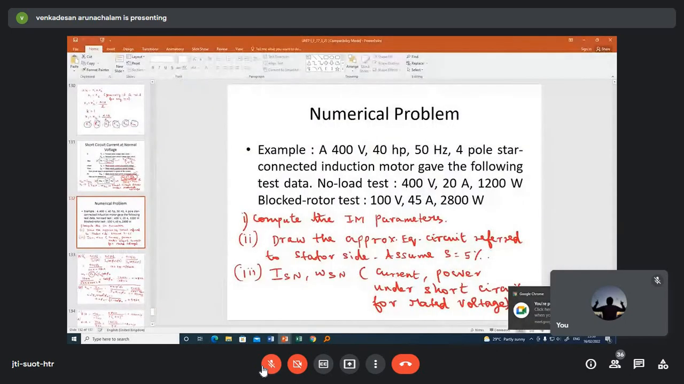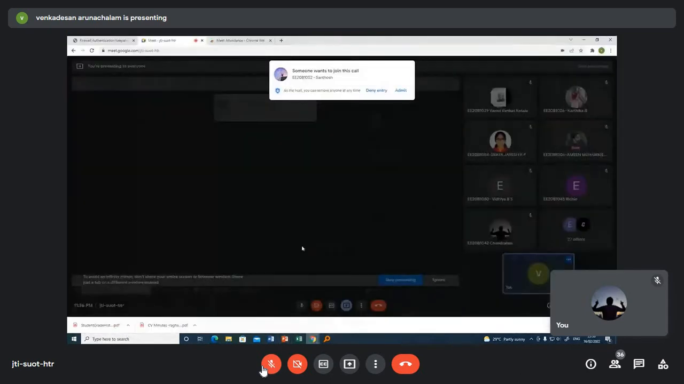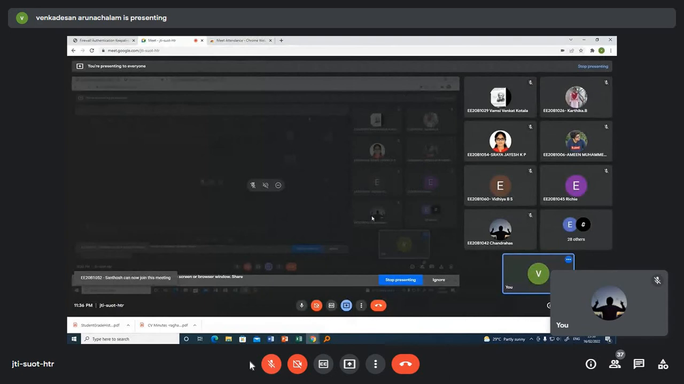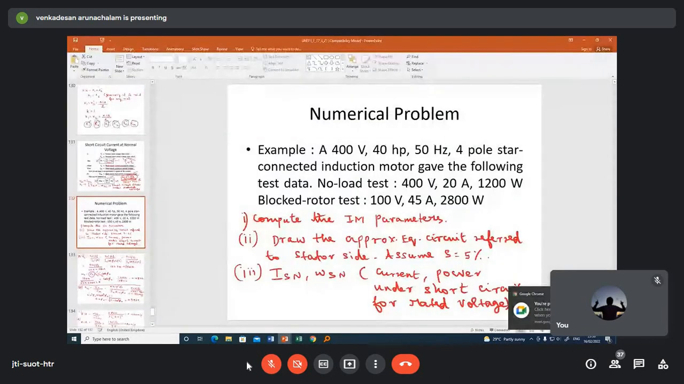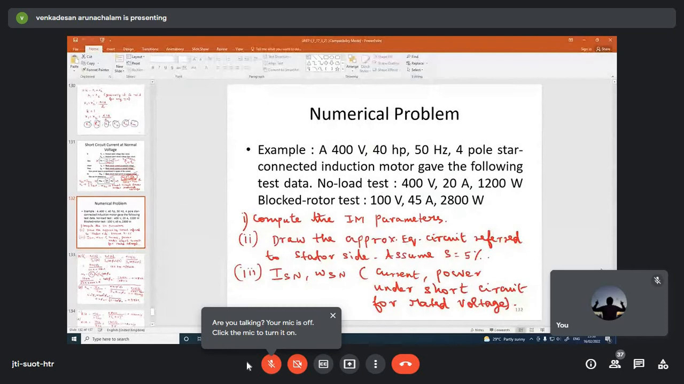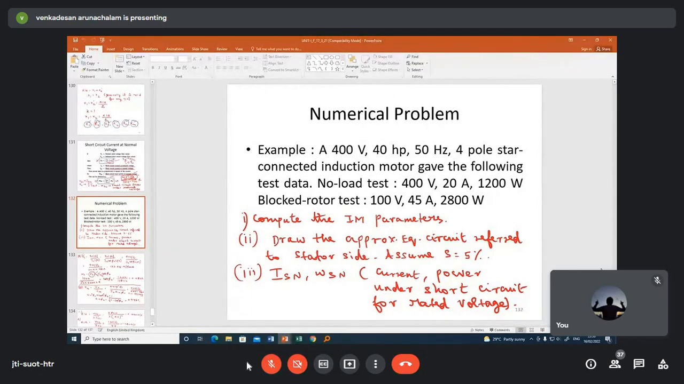Now we will solve one problem in the no load and blocked rotor test. So please take down this problem. A 400 volt, 40 HP, 50 Hz, 4 pole, star connected induction motor gave the following test data. No load test: 400 volt, 20 ampere, 1200 watts. So that is the data they got during the no load test, and 400 is the rated voltage.